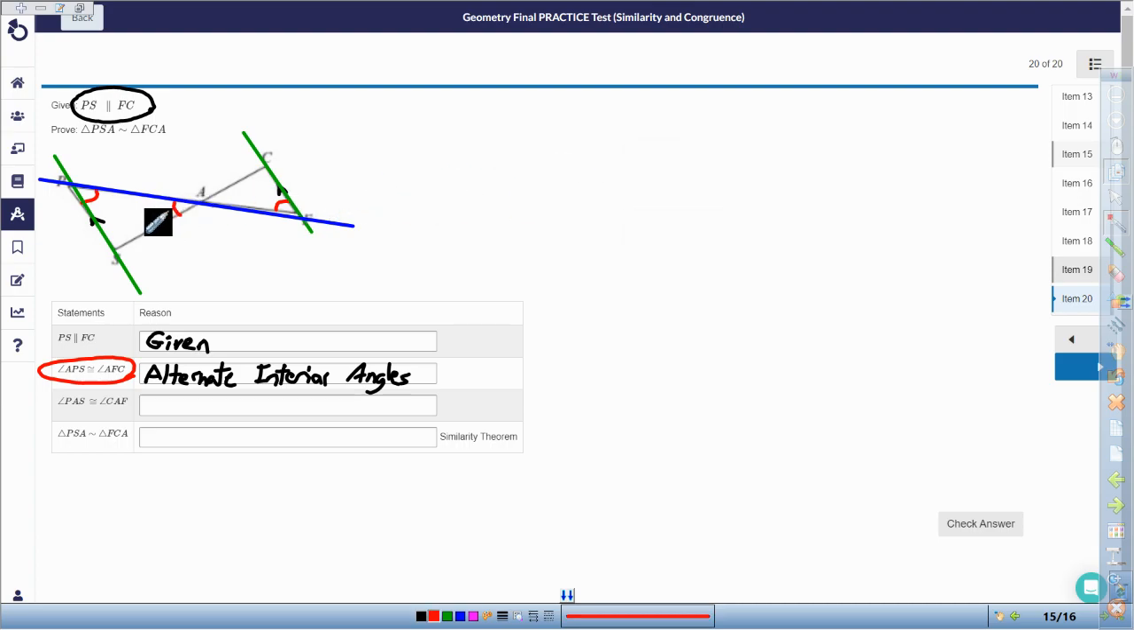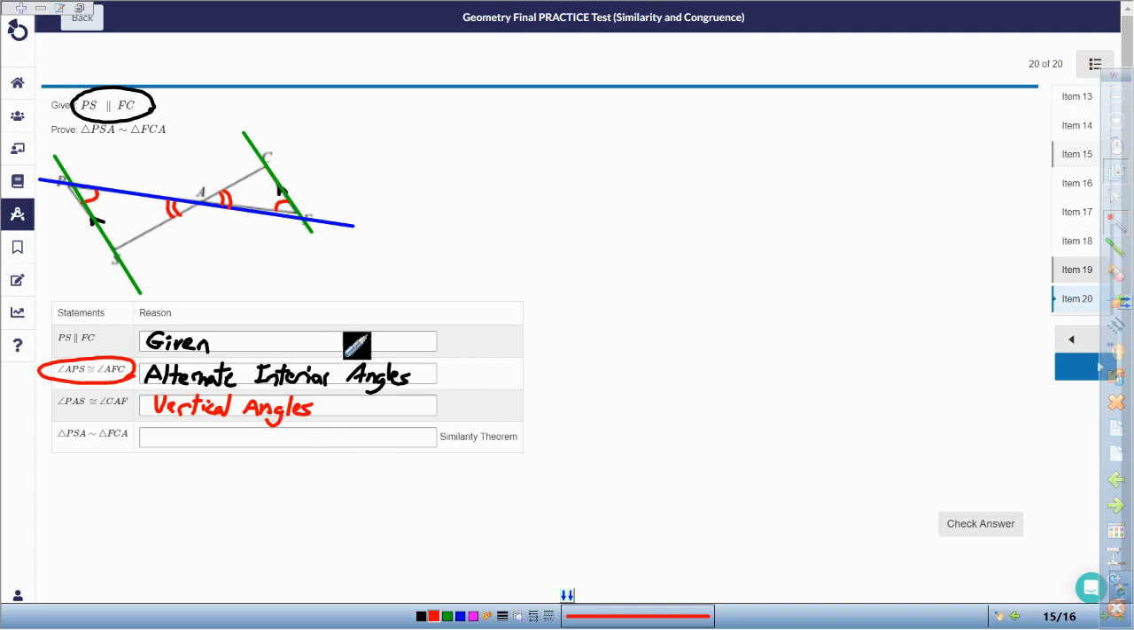This is where pointing out the vertical angles is the next thing I would do. Angle PAS is congruent to angle CAF. The vertical angles are congruent, and our reason is because they're vertical angles. Write the whole thing out. Spell it correctly.